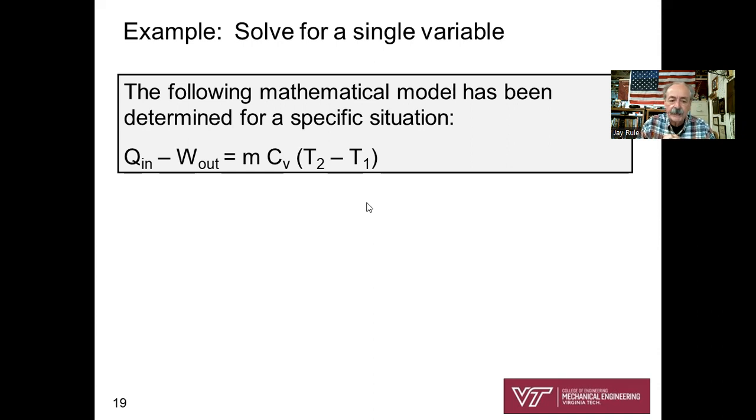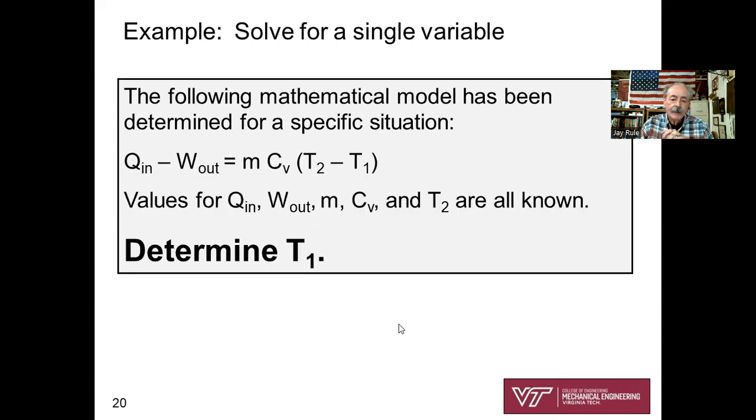Very typical in thermodynamics: Q sub in minus W sub out equals m times the variable C sub v times the quantity T2 minus T1. That's our mathematical model. In this model, the values are known for Q in, W out, m, Cv, and T2. All those are known numbers, and the homework problem is to determine T1. What's T1? Before we move on, can you think of how you would do that? Let's take a second to think about how you would solve for T1.